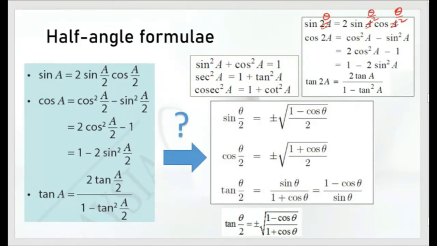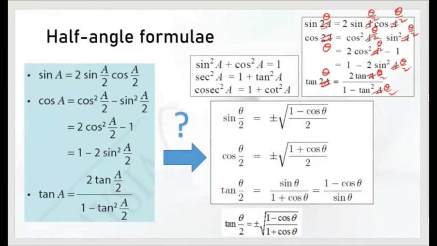Have you seen this? We cut into half. This one also, cos 2A, let's say it's theta, so this becomes theta over 2 because it is half of it. Theta over 2, theta over 2, theta over 2. Same thing with the tangent, theta over 2, theta over 2.